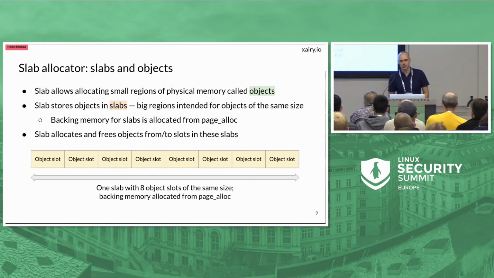So technically inside of the kernel you have many different caches. Each cache has its own slabs, so slabs are split into objects of the same size. And when you call kmalloc, you get a pointer to one of these object slots. So that's the core idea that we need to know before we proceed.